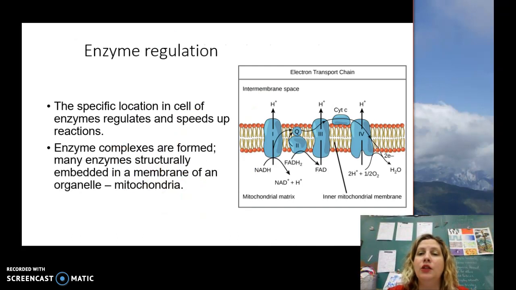All right, enzyme regulation. This, as well as in cellular respiration, the specific location in the cell of enzymes regulates and speeds up reactions. Because the enzymes are located in a complex and structurally embedded in the membrane of an organelle, they work much more effectively because one product of one enzyme becomes the substrate of the next enzyme. And so they're all so tightly put together that it makes sense.